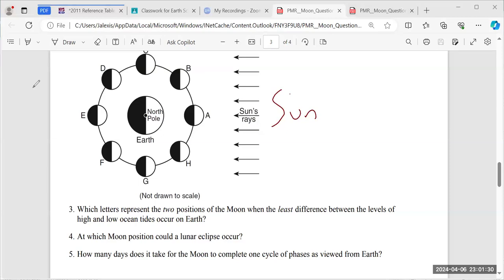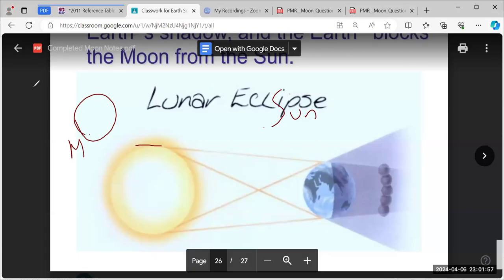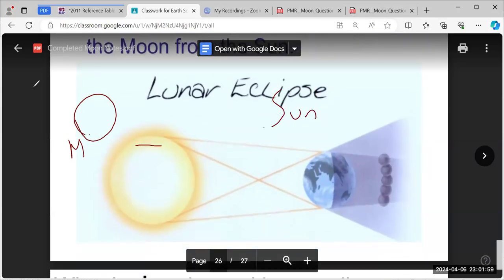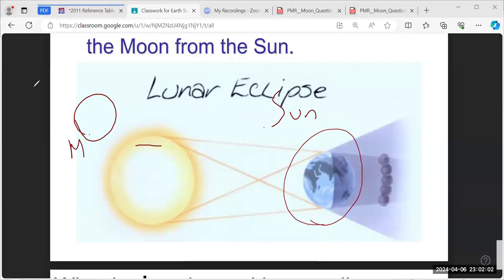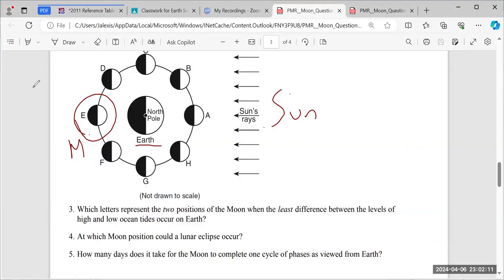The sun is here, because the sun rays are on this side, and the Earth is here. So the moon has to be right here. Because if the moon is located right here, then that means we get the sun, Earth, and the moon. And as we just stated, if you look at your notes, the Earth has to be between the sun and the moon for a lunar eclipse. That's why the correct answer is going to be letter E.